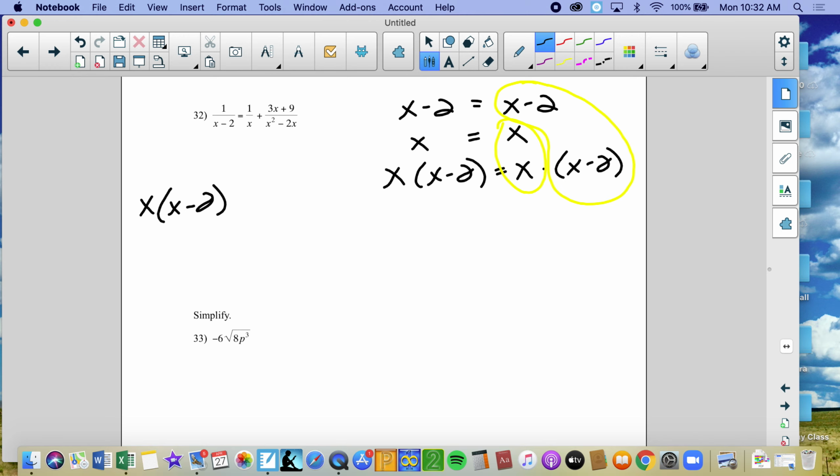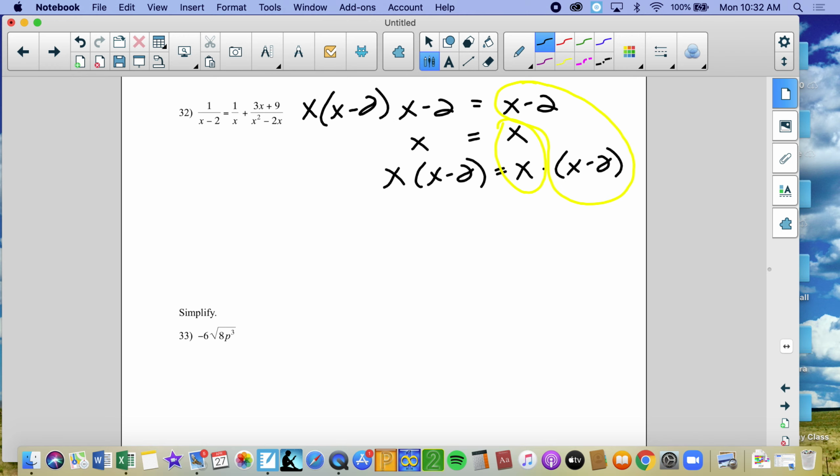And I'm going to multiply everything times my LCM. I'm going to distribute that to that, and distribute it to that, and to that. So if I distribute it here, the x minus 2's cancel, and you're left with the numerator times what's left over, an x. If I distribute it to this, the x's cancel this time, and you're left with 1 times x minus 2, which would give me x minus 2.